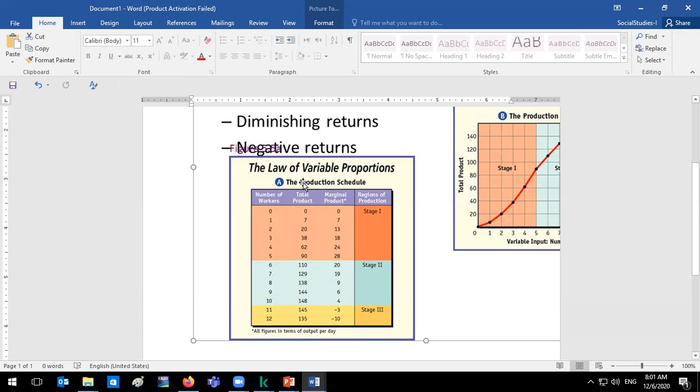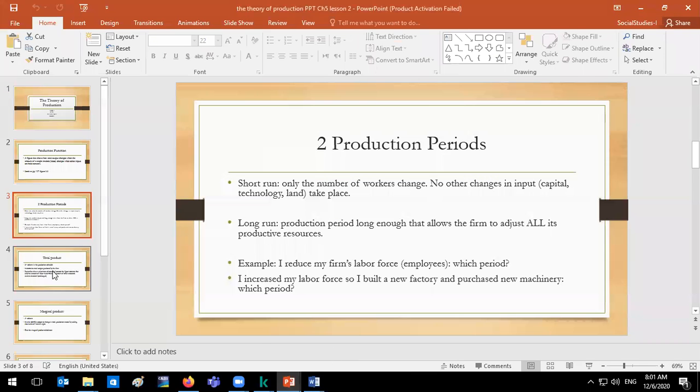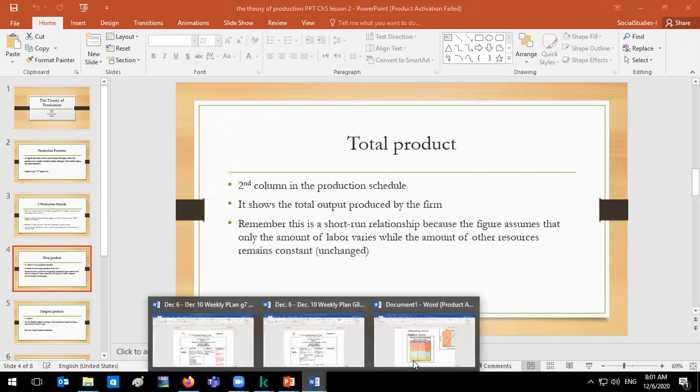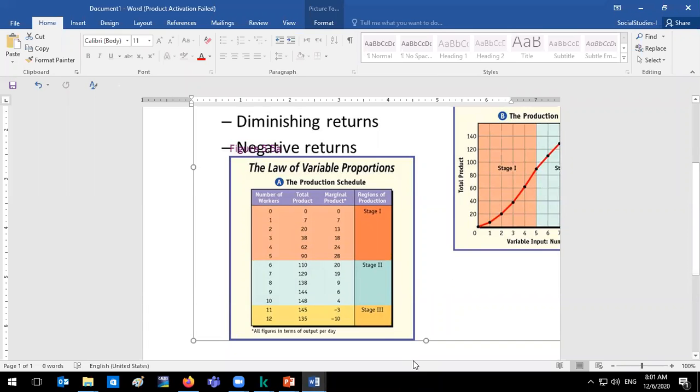Now, the second column here is called the total product. All right, the total product here is the number of units. This is the second column in the production schedule, and it shows the total output produced by the firm. Okay, remember this is a short run relationship because the figure assumes that only the amount of labor varies while the amount of other resources is constant. Like I just told you, the only change that we see in the production here is the number of employees, while all other resources are held constant. Okay, this is what this figure is. So this is an example of a short run period.